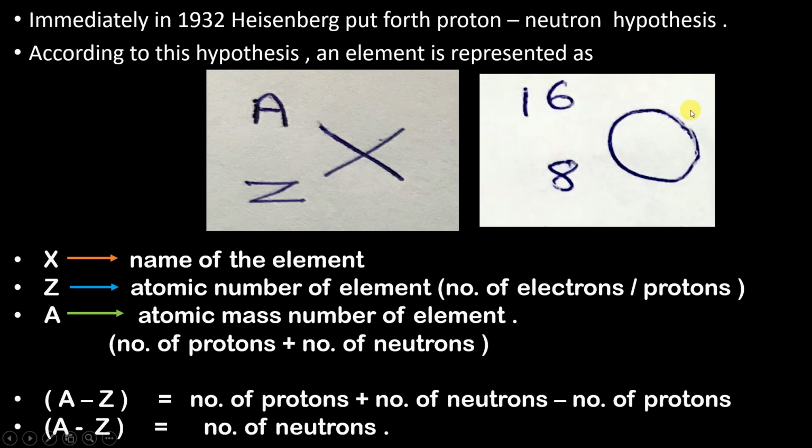Let's consider this example of an oxygen. So what is this 8? 8 is nothing but the atomic number of oxygen. So can I say that there are 8 electrons present in an oxygen and there are 8 protons present in an oxygen? Okay. And now what is 16? 16 is nothing but the atomic mass of oxygen. Now if you want to find out number of neutrons, what you have to do is A minus Z. So 16 minus 8 is going to give you 8. So there are 8 neutrons in an oxygen, 8 electrons and 8 protons.